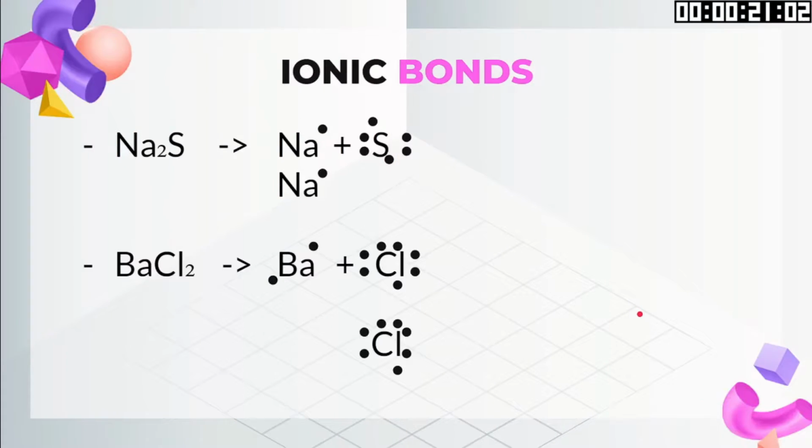Here we have a few more examples. The first one is sodium sulfide. Sodium is giving off their electrons to sulfur, which makes the two sodium atoms positive and making the sulfur atom negative by 2 because it gains 2 electrons.